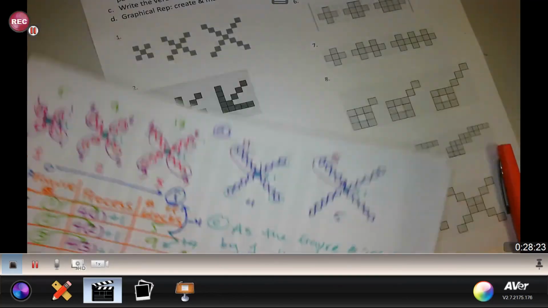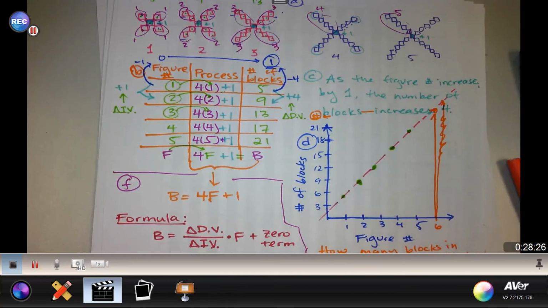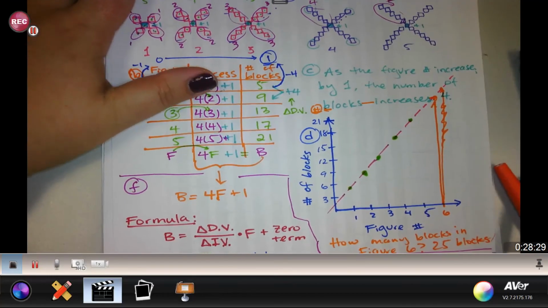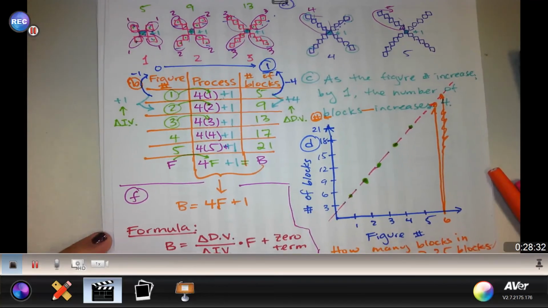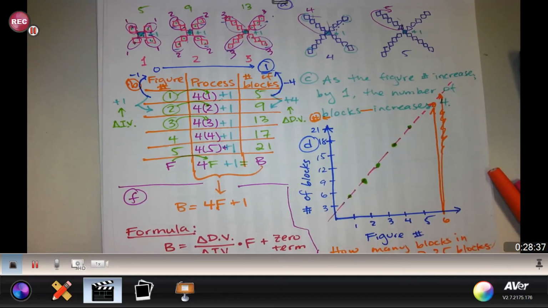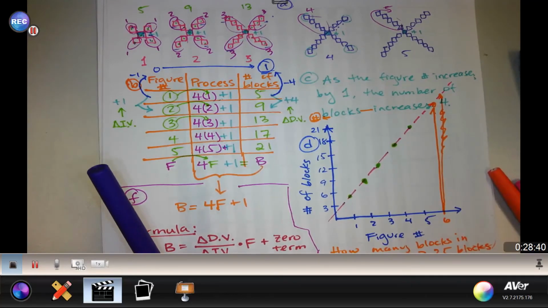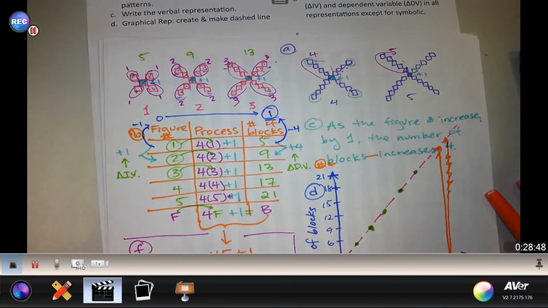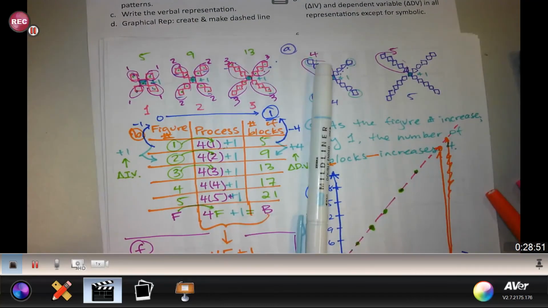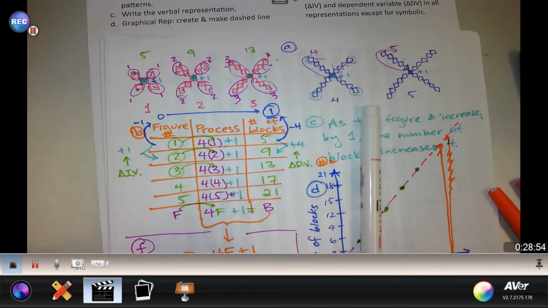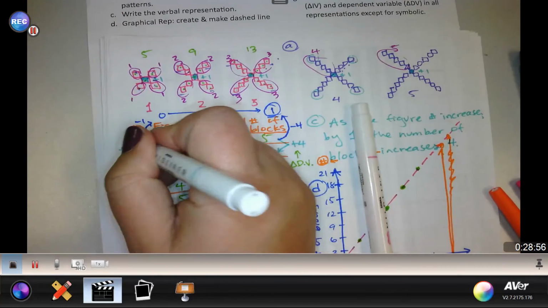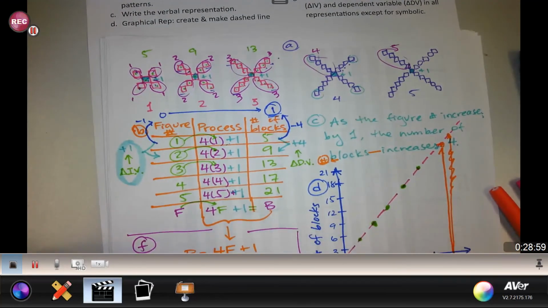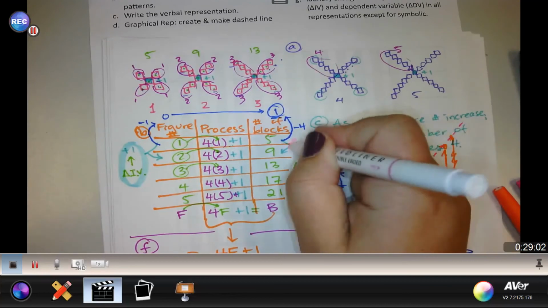And then lastly, I said you need to be able to identify the change in the independent variable and the change in the dependent variable in every representation except the symbolic, okay? So if you notice, I've already done it here and here, okay? So what I'm going to do is assign a color for each, okay? So I'm going to make my independent be blue, and my dependent be pink, my change in, okay?